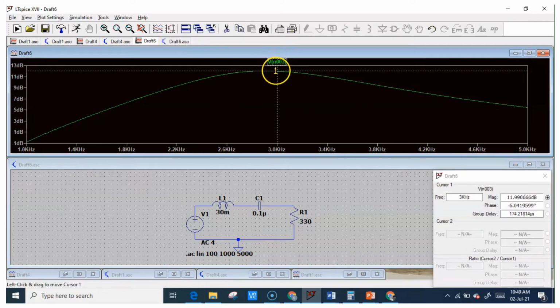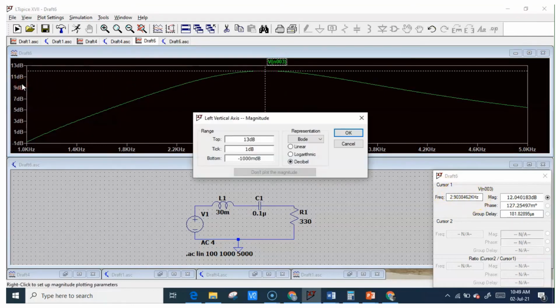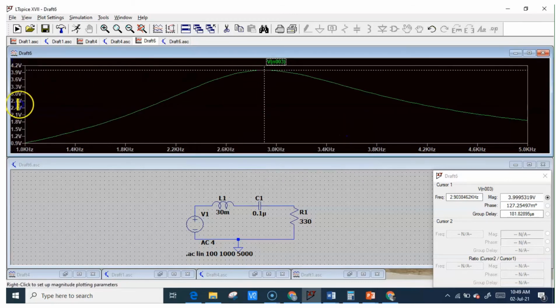So what is the value? At what frequency will we get the maximum? The value of maximum voltage comes at 2.9 kilohertz. In order to find the value of voltage, let's change this to linear. When we change this to linear, we are able to see the value of voltage. At 3.99 volt the response is maximum, so that is the resonance frequency.